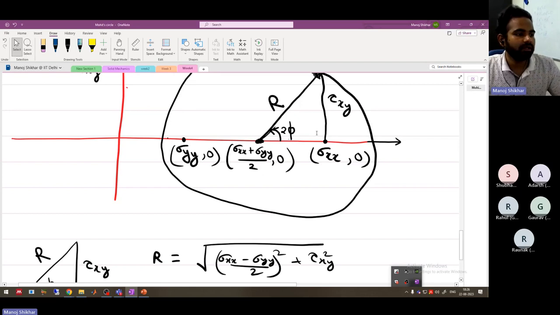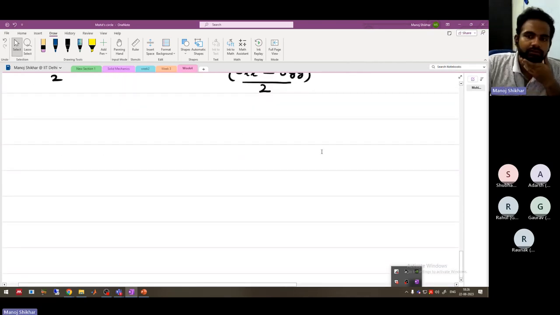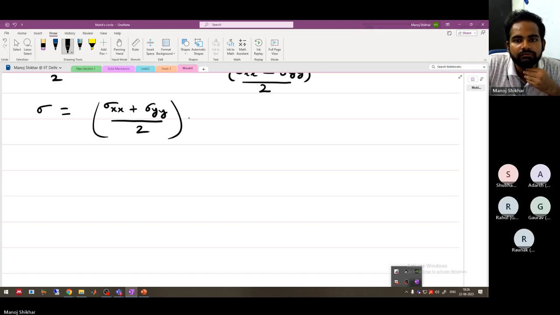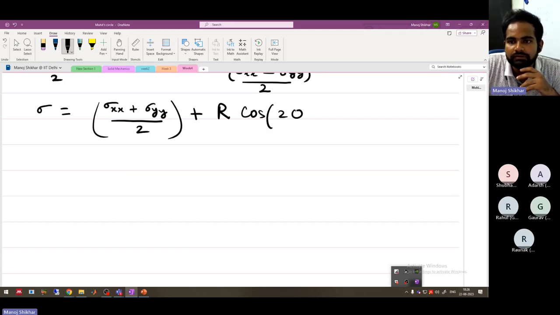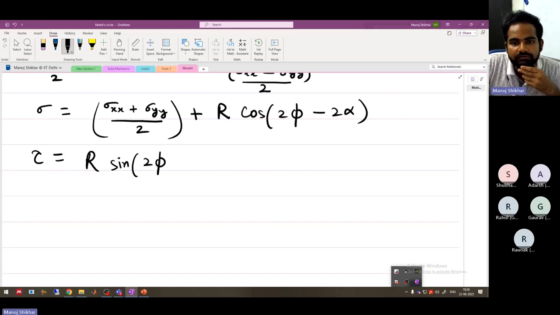Now, if you go back and look at the formula for the stresses like sigma, I will just write it there. So if you remember the formula, we had sigma equal to (sigma xx plus sigma yy) by 2 plus r cos(2 phi minus 1). And for tau, we had r sin(2 phi minus 1).